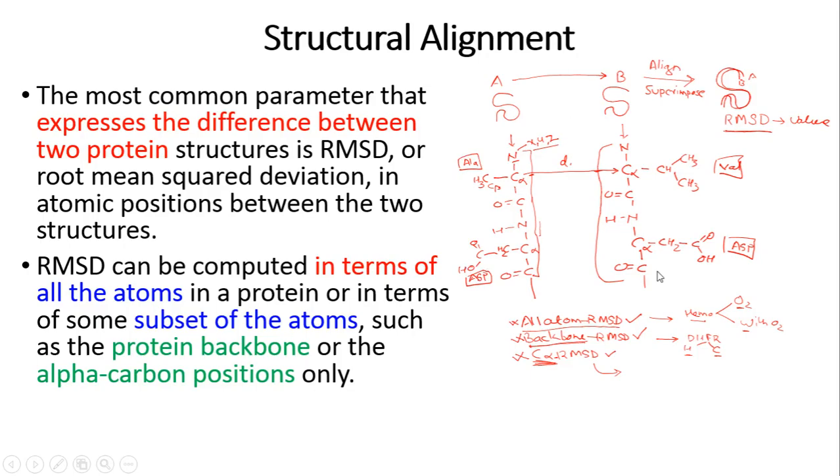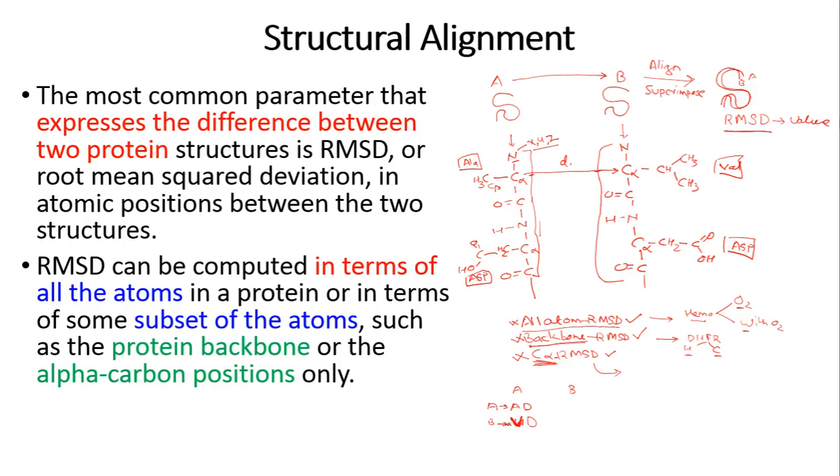Say for example, in our case, in protein A at the very first position we have alanine and at the second position we have aspartate, and in protein B at the first position you have valine and at the second position you have aspartate. This is your protein A and this is your protein B.